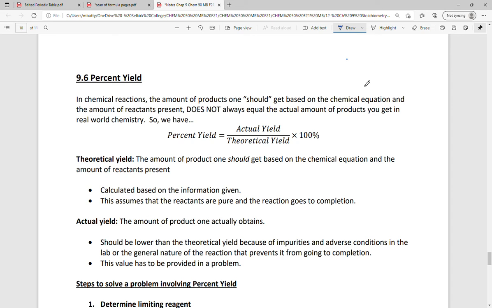So carrying on with the idea of usefulness and realisticness in the theory and the limiting reagent part of this, we're going to move on and talk about percent yield. So in chemical reactions, the amount of products one should get based on the stoichiometry that you just did doesn't always actually result in the products that you get in the lab or real world chemistry. So we could talk about what you should get as calculated or theoretical.